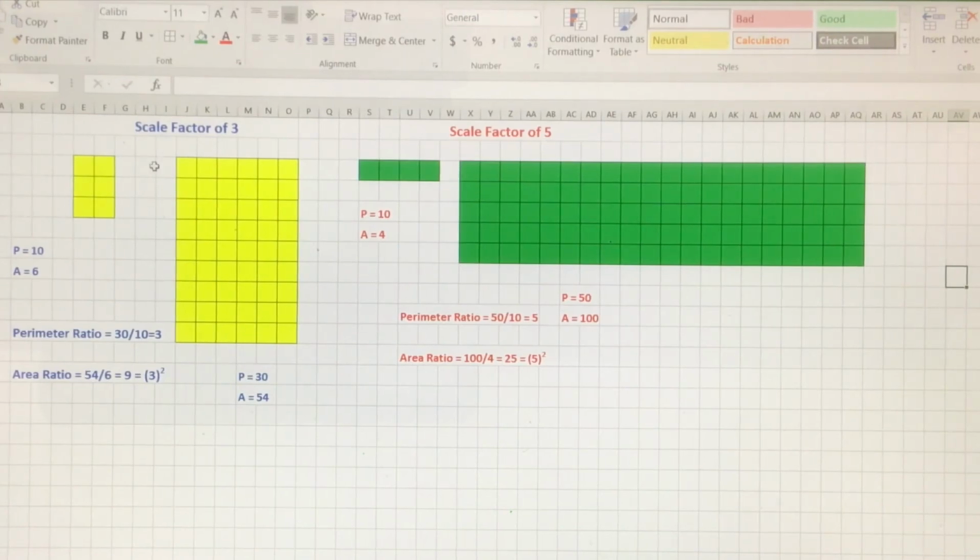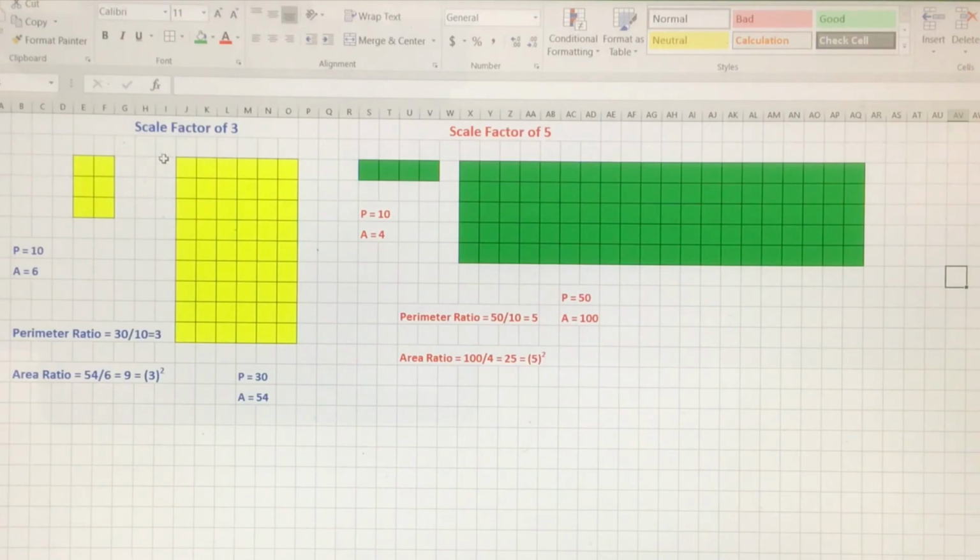The perimeter is the distance around, and you made this side 3 times longer, and this side 3 times longer, and this side 3 times longer, and this side 3 times longer. So hopefully it makes sense that it's just 3 times the distance around if you've increased each side length by a factor of 3. So the perimeter ratio turns out to be the same as the scale factor.